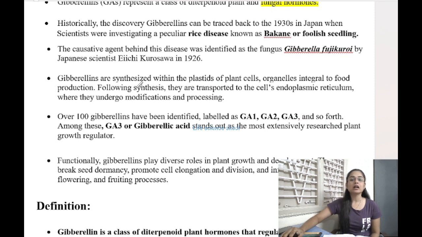These gibberellins are synthesized within the plastids of the plant cell, organelles that are integral to food production. If you look at the biosynthesis, gibberellin biosynthesis starts in the plastid, followed by the endoplasmic reticulum, and then the cytosol. In the endoplasmic reticulum they undergo modification and processing.